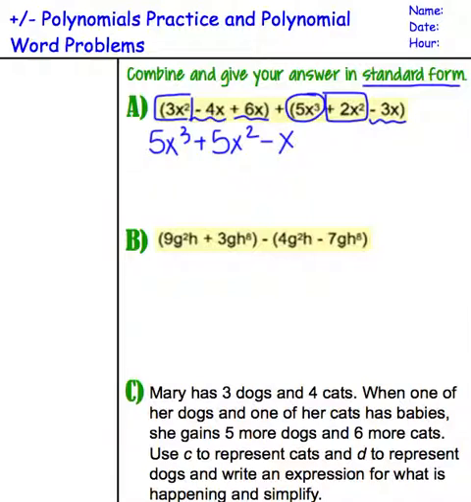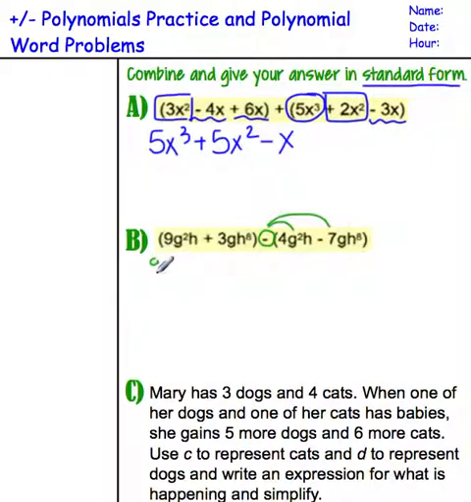Moving on to subtracting, we have here 9g squared h plus 3gh to the 8th minus the quantity 4g squared h minus 7gh to the 8th. Now if you recall, we have to distribute this negative sign to each of the terms, which will change the sign that the original problem has within the polynomial. So then we can rewrite it without our parentheses.